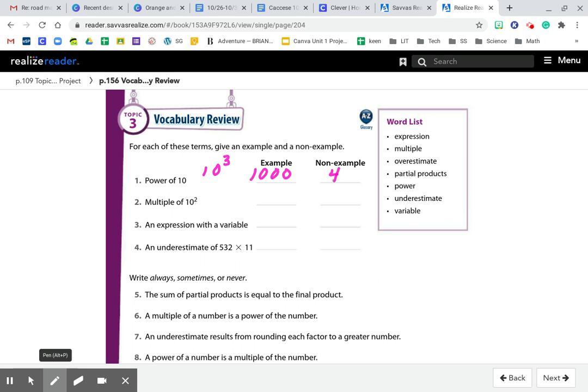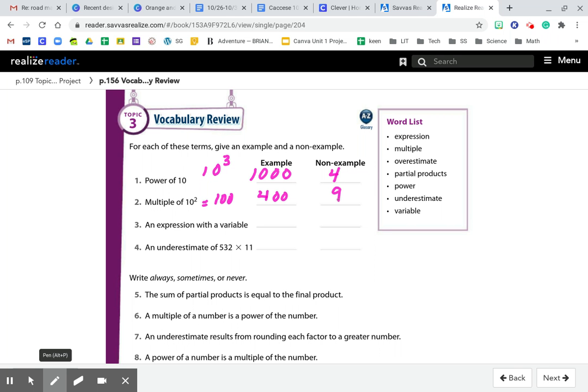Multiples of 10 squared. So a multiple of 10 squared, and 10 squared equals 10 times 10, which equals 100. So give me a multiple of 100: 200, 300, 400, 500, 600. A non-example would be a not 100 number. 9 is not a 100 number.